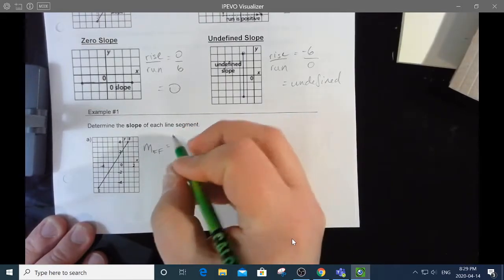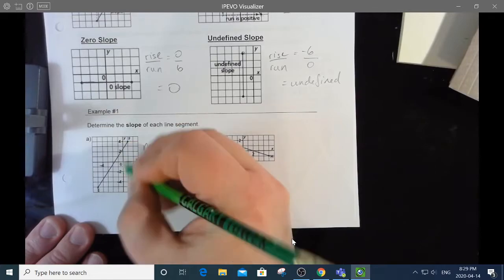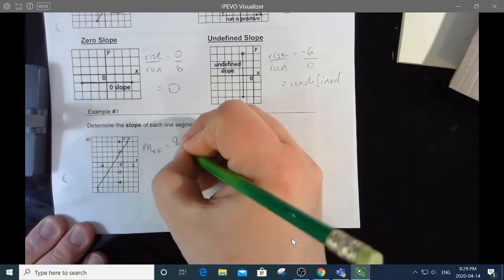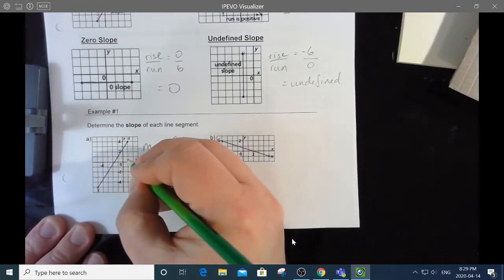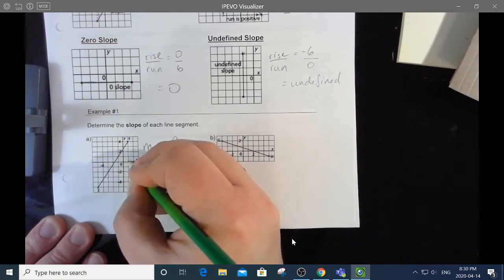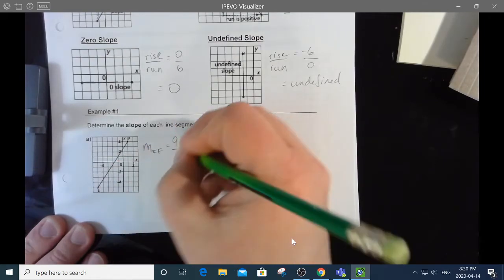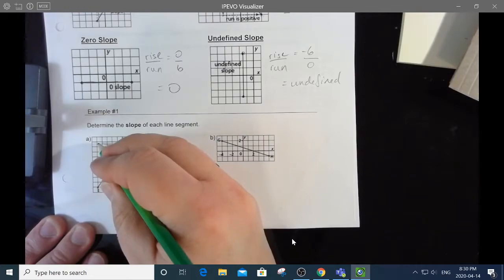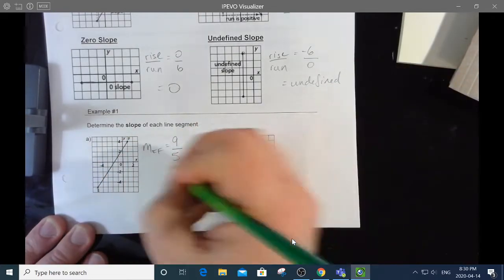So let's see. It rises from -5 up to 4. So that's 5 units to get to the 0 and then 4 more units. So it rises 9. And it runs from -5 to 1 in terms of its horizontal distance. So that's 5 units that way plus 1. So it's 9 over 5. Notice both of those numbers are positive because that was going up and to the right. Both of those are positive directions. So 9 over 5 is my slope.